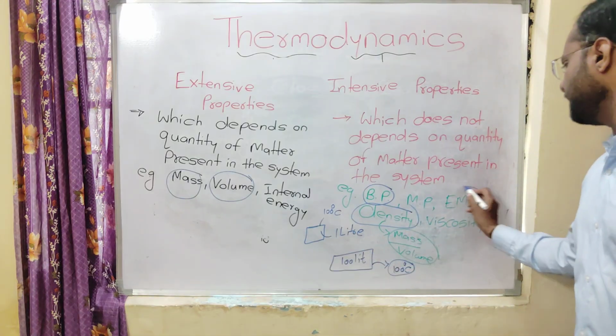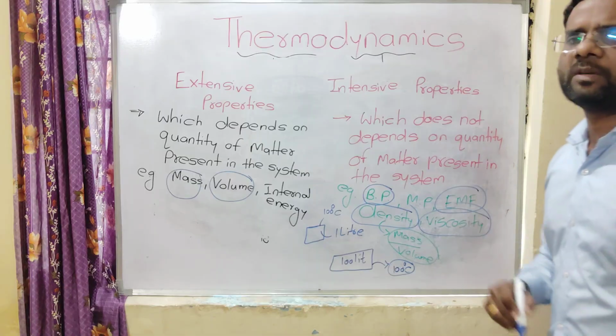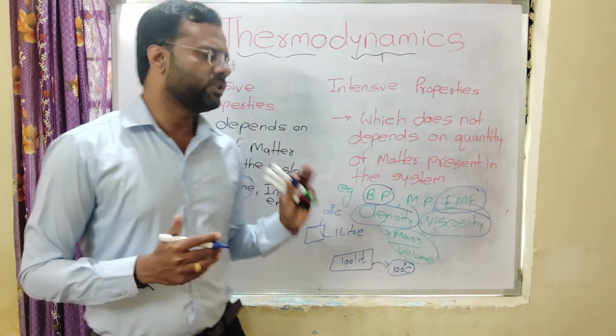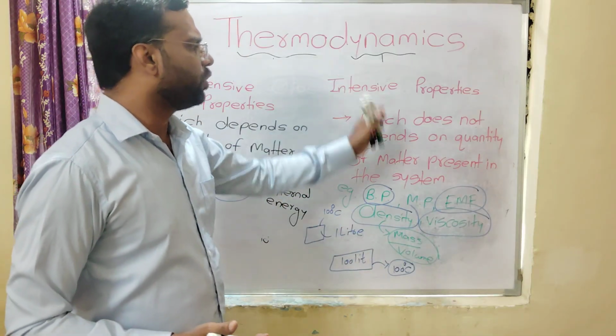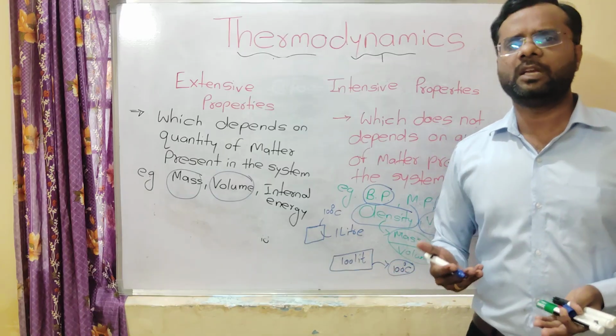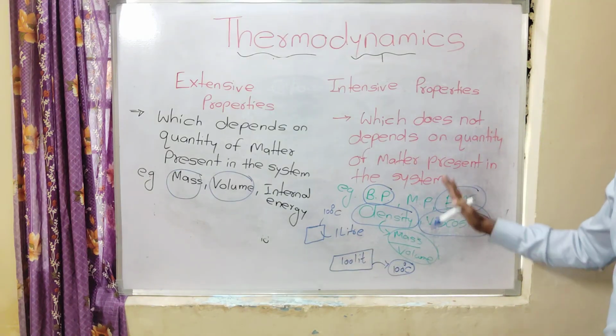Even EMF, that is electromotive force, melting point, viscosity. Viscosity means resistance to flow in any liquid. So these are all the properties which do not depend on quantity of matter. Whether you take a large quantity or a small quantity of any matter, these values are constant and fixed.